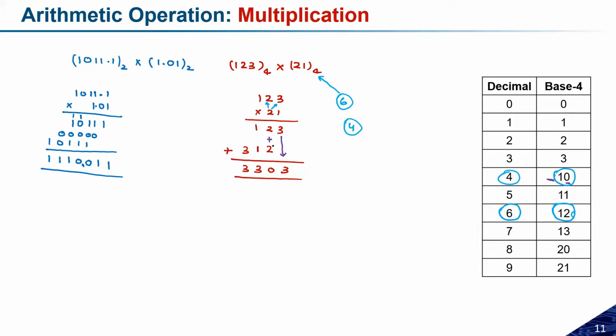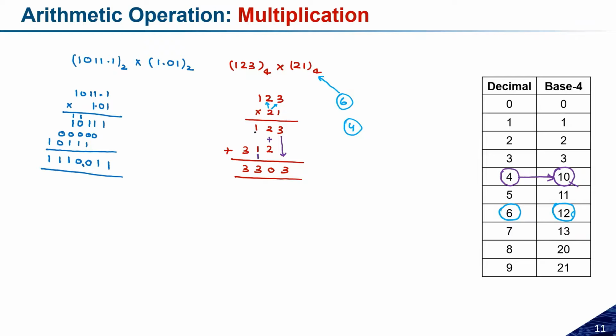2 plus 2 is equivalent to 4 in the decimal number system. But because we are adding in base 4, I have to write the equivalent of decimal 4, and here you can see the decimal 4 is equivalent to 10 in base 4. So I have to write 0 over here. So 2 plus 2 is equal to 0, and 1 carry will be forwarded here to the next digit.